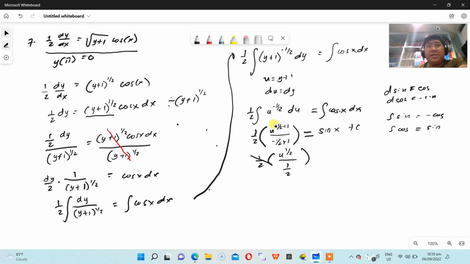So, this one is answered. Equals sine x plus c. So, therefore, what remains is u raised to the power of 1/2 equals sine x plus c. So, what is u here? Remember? So now we put y plus 1 raised to the power 1/2 equals sine x plus c. Okay?